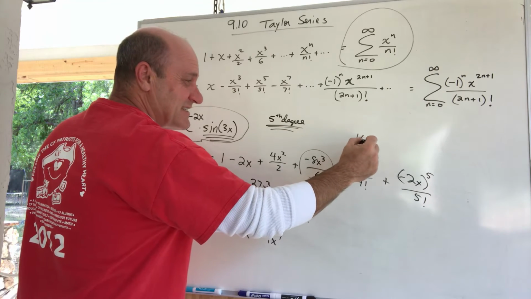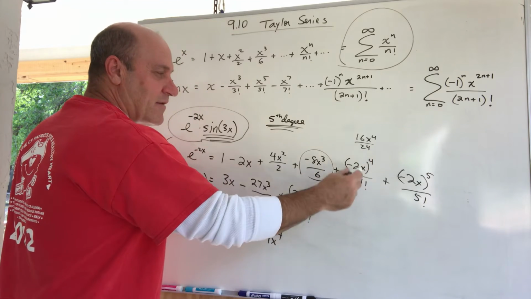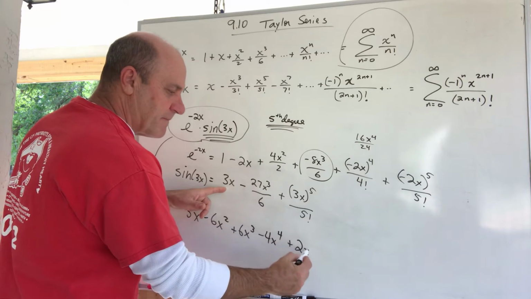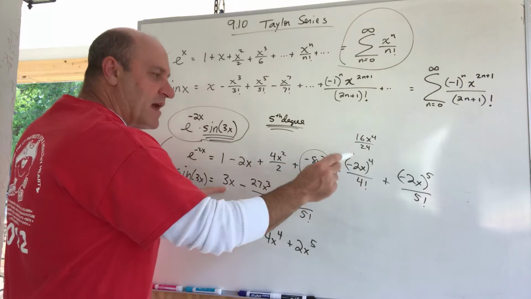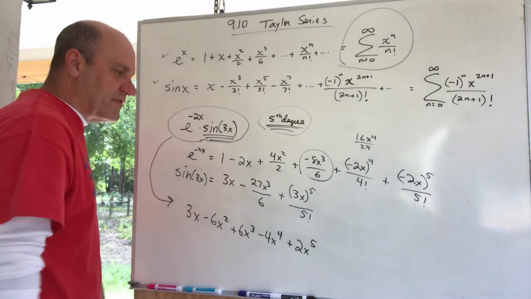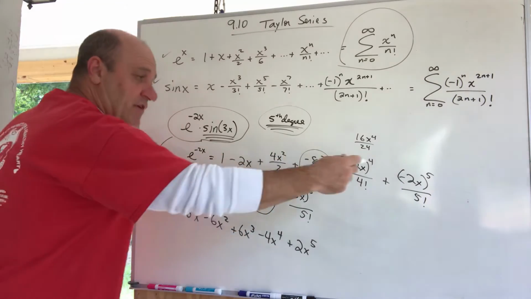What is this? This is 16x to the 4th over 24. Well, that's 2/3 times 3x. All right, well, that's 2x to the 5th. All right, that wasn't too bad. I took 3x and I multiplied by everybody. I'm going to stop there because remember, I'm looking for a 5th degree, so I won't go any higher than 5th degree. All right, let's take this guy. Let's multiply him by every term we can in here.